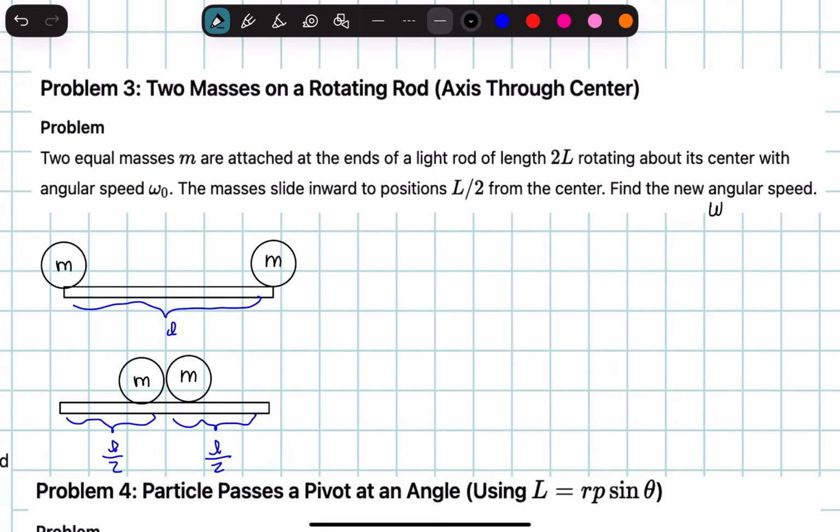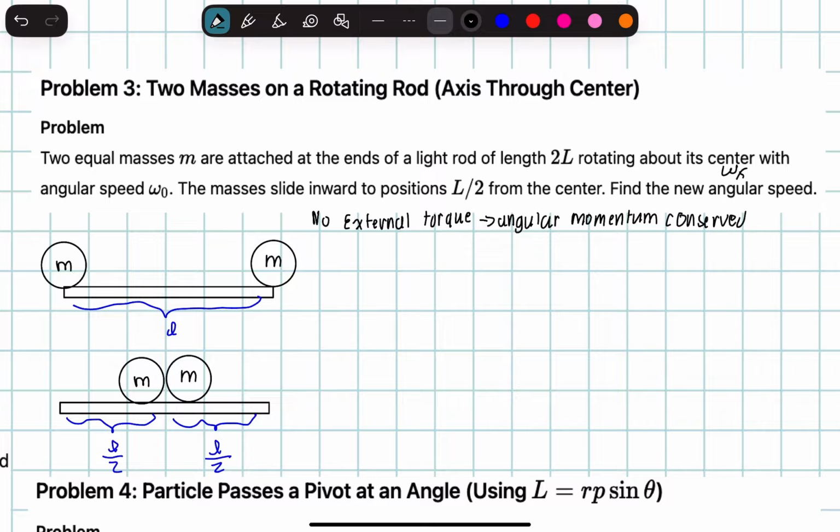We want the new angular speed. So we have to check for external torque. There was none, so we can deduce that angular momentum is conserved.